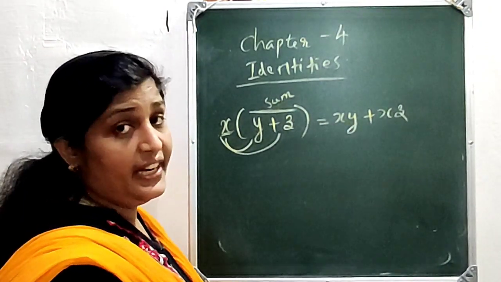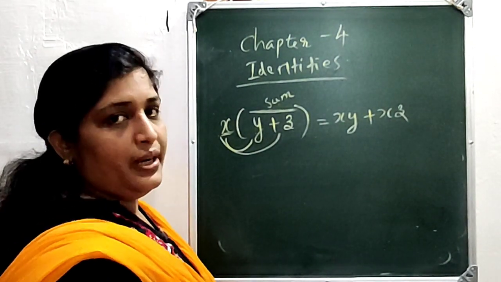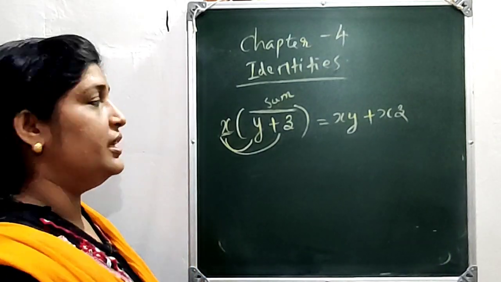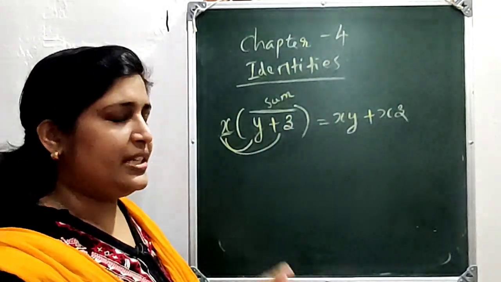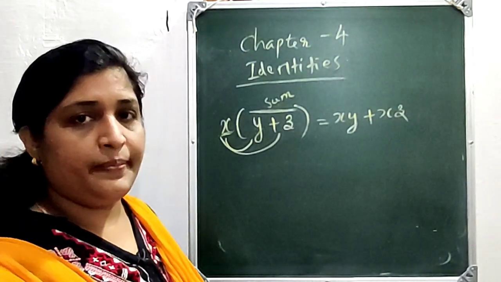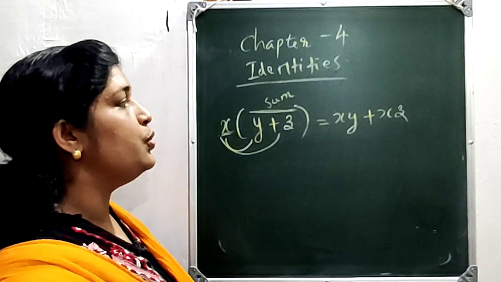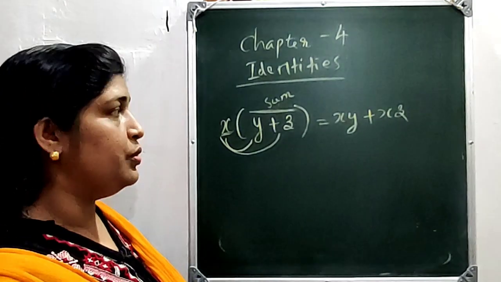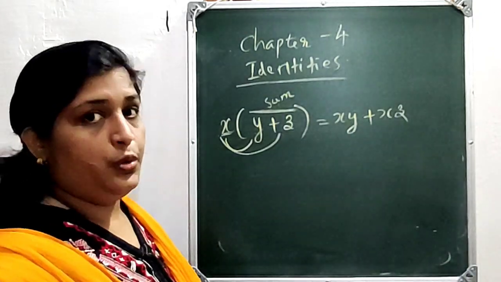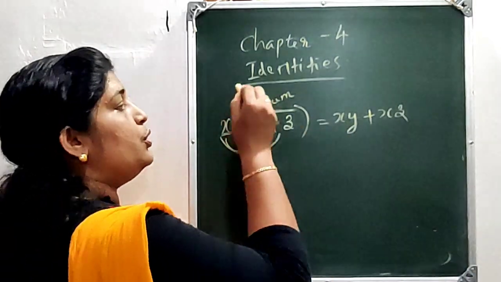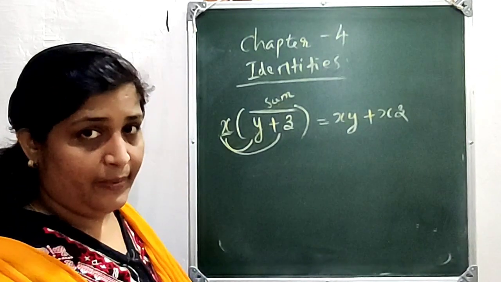Why is this an identity? Because it is true for all numbers. If we take any numbers instead of x, y and z, it is true for all of them. So this is our first identity: x into (y plus z) is equal to xy plus xz. And it is very useful for us.